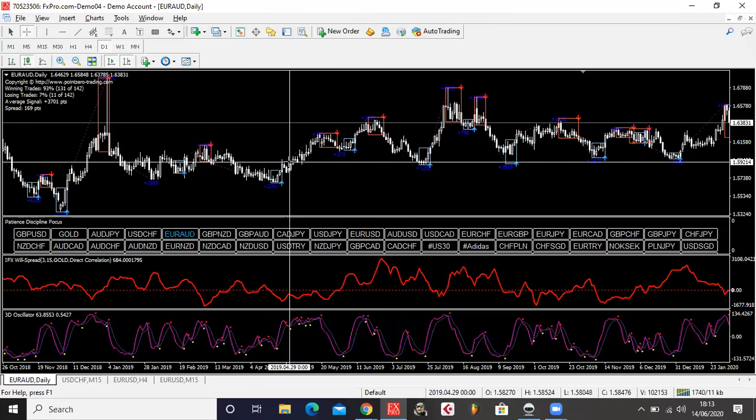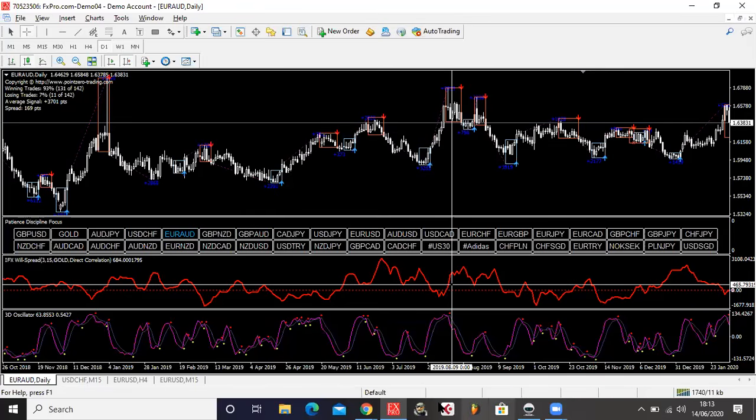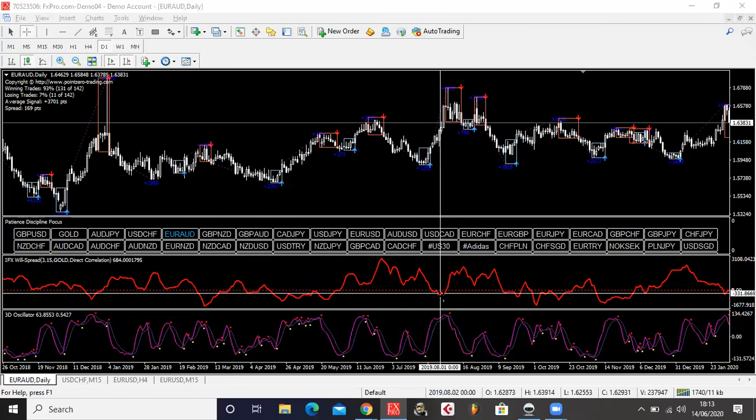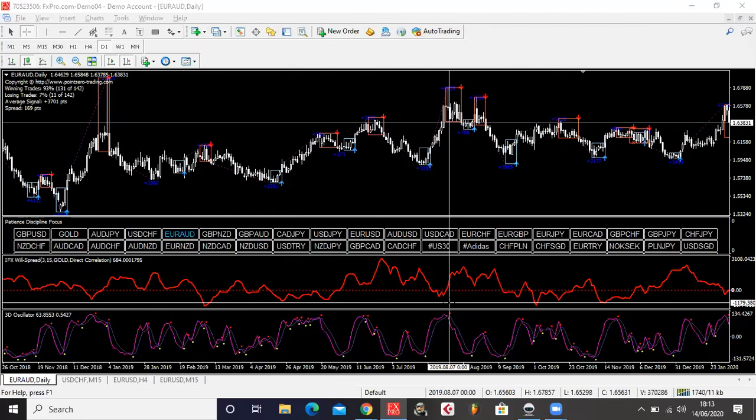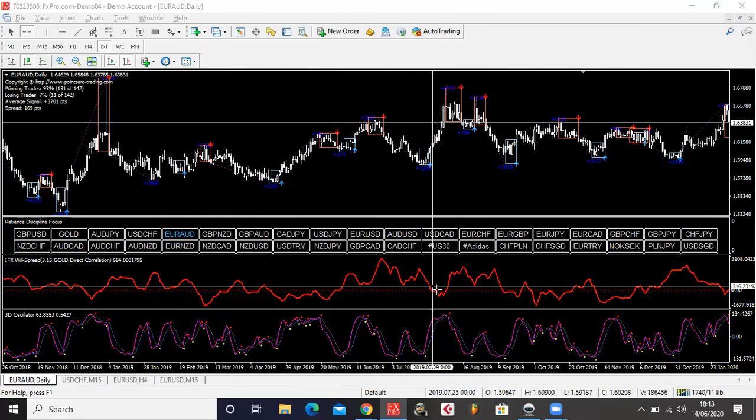So basically, what happens is we want to pick only the tip. Let's say, for example, here. Now, this gives a sell signal right here. The sell signal has already occurred on the PZ.